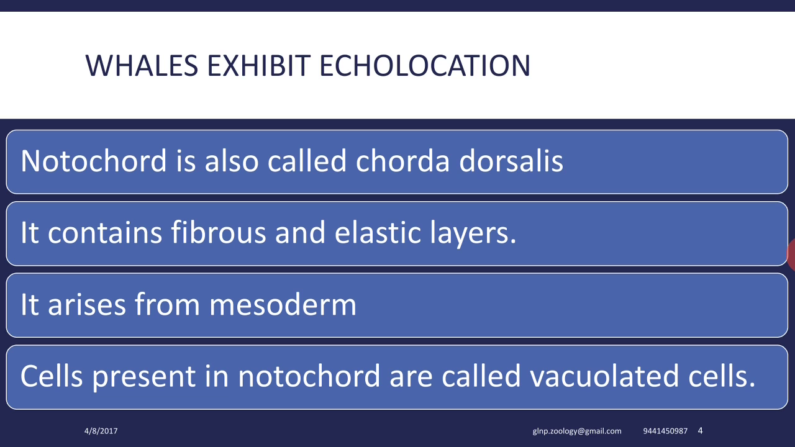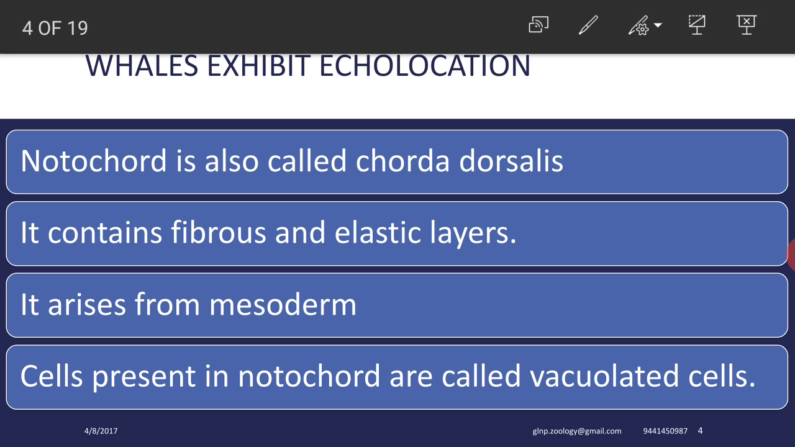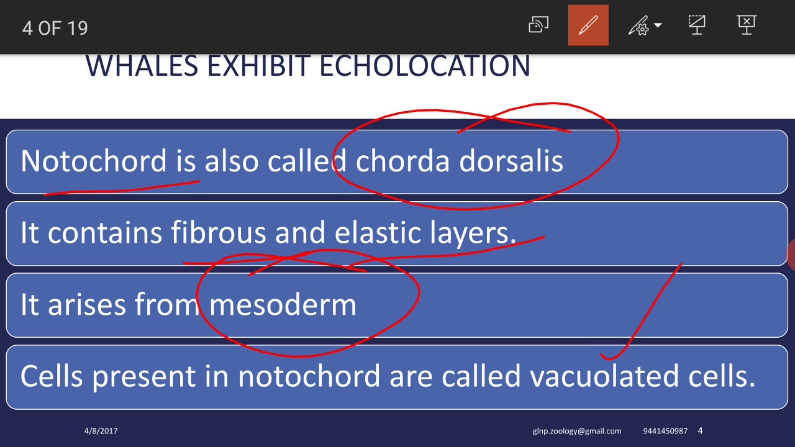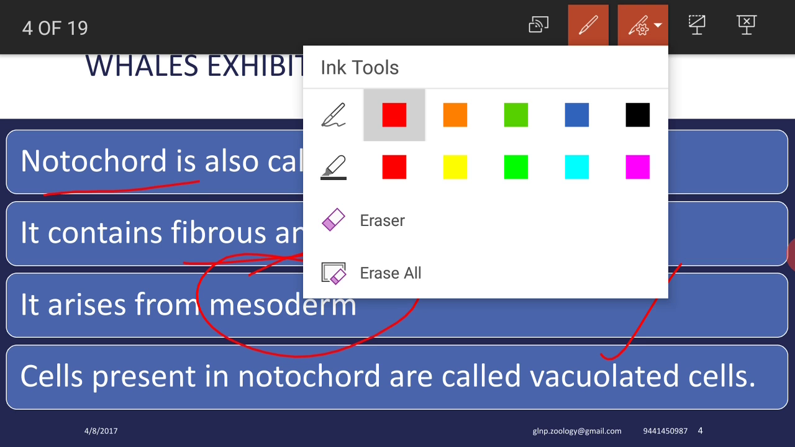And coming to the first character of chordates, chordates contain notochord. Notochord is nothing but a dorsal rod-like structure which is elastic, and it is also called chorda dorsalis. It contains fibrous and elastic layers. It arises from mesoderm. That means notochord is mesodermal in origin. Cells present in notochord are called vacuolated cells.